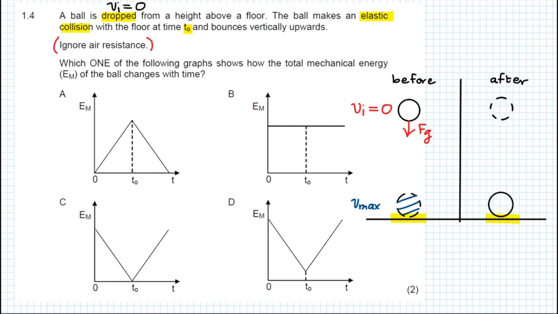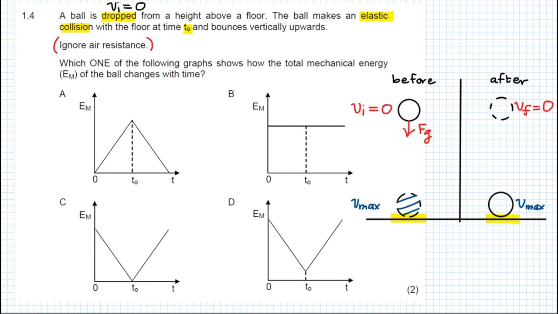But after the collision, since this is an elastic collision, the kinetic energy of the ball is conserved. It remains constant. And therefore, this ball is going to leave with exactly the same velocity. It's going to bounce upwards with exactly the same velocity with which it hit the ground. The ball will then move up to its maximum height, with the only force acting on it being Fg. And when it reaches its maximum height, its final velocity is once again going to be 0.